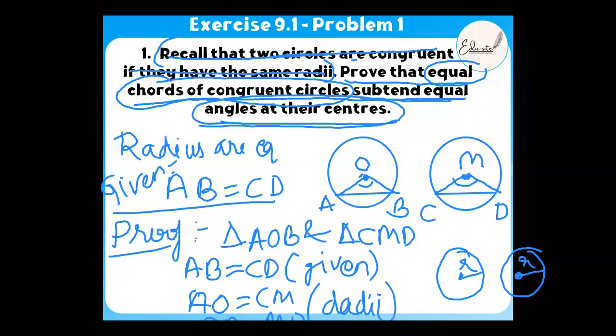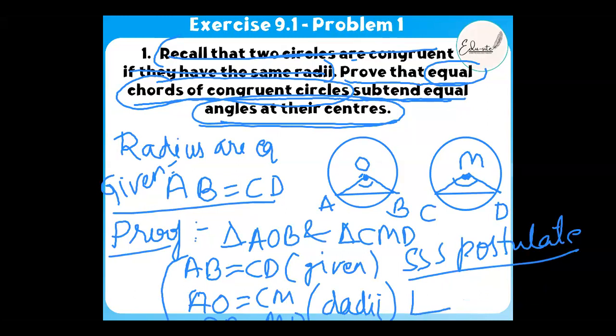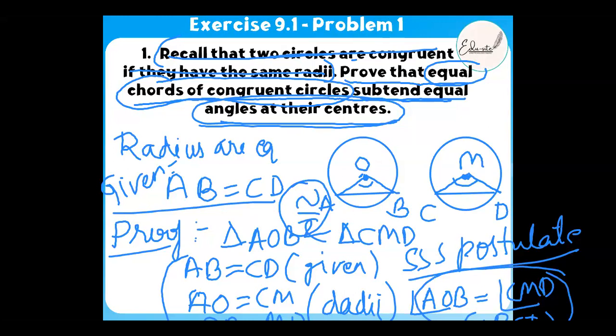Then because of which postulate did we derive this? SSS postulate. From the SSS postulate, what can we prove? Angle AOB is equal to angle CMD because of CPCT. From the SSS postulate, both of these triangles are congruent, correct? Hence, from the CPCT, we have AOB equal to CMD. Done. This is the proof for the problem number one.